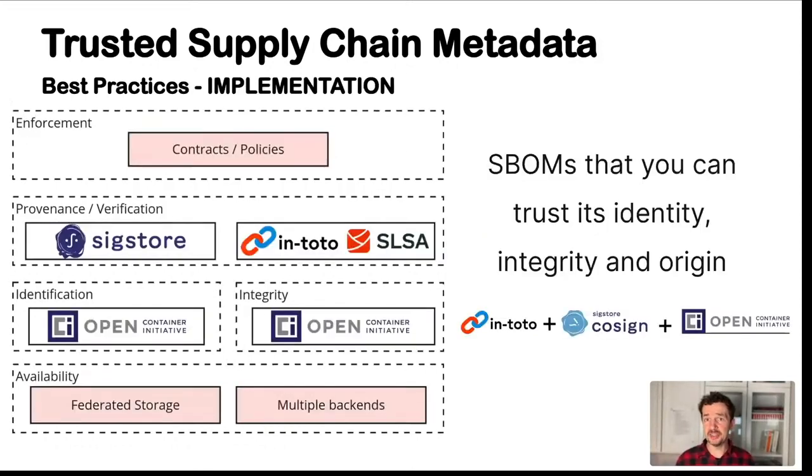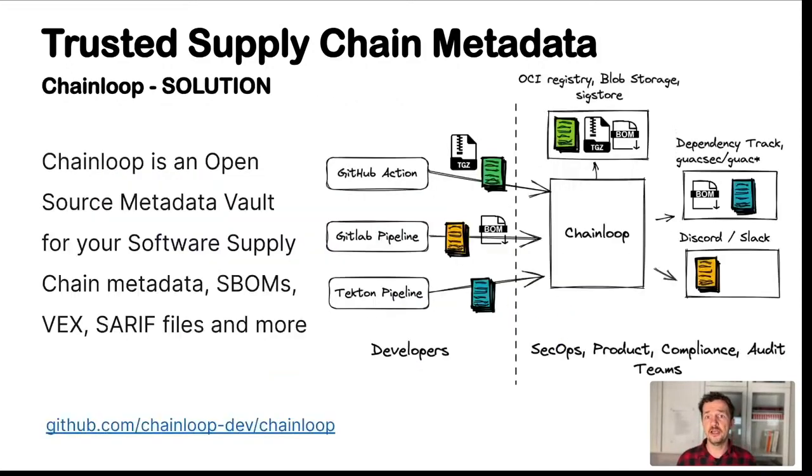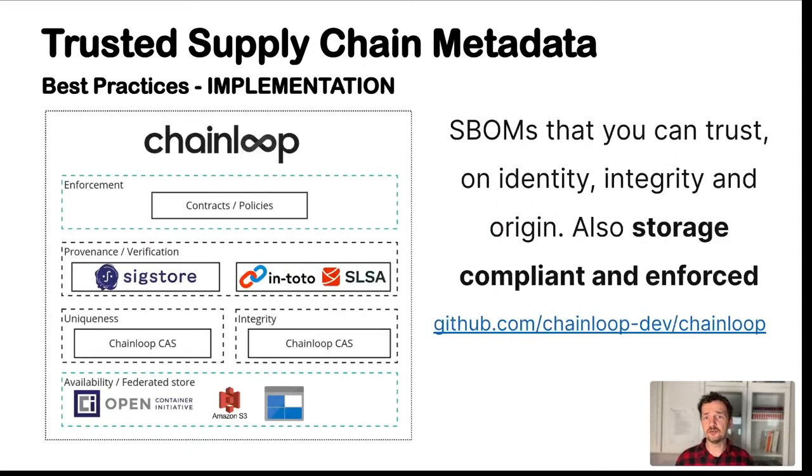And you can implement this pattern today with already existing tools and frameworks like Sigstore, SLSA, in-toto, and OCI, or you can use an open source solution like Chainloop. And the nice thing about Chainloop is it embraces all these good standards and adds declarative contracts and our own implementation of content addressable storage on top.